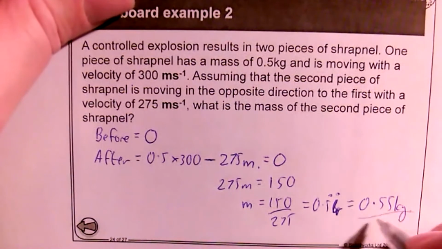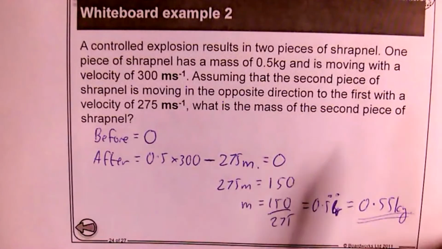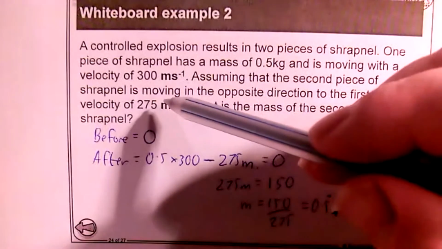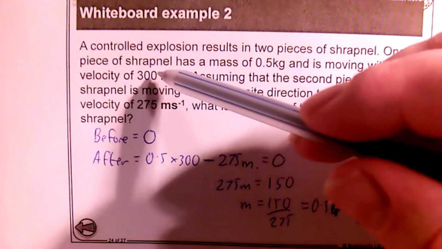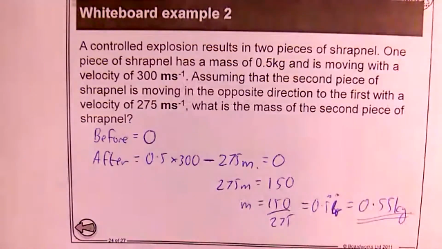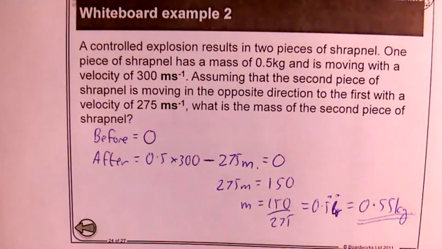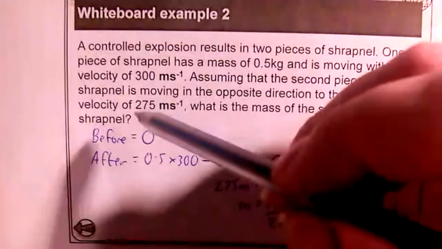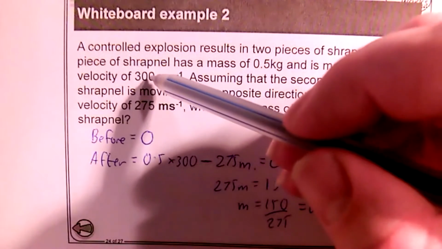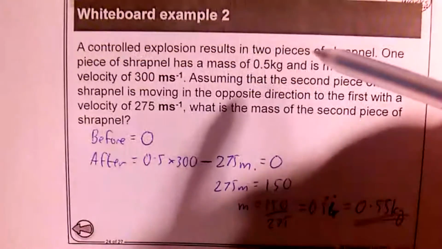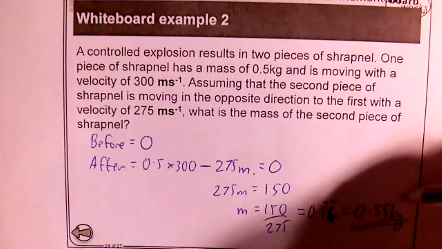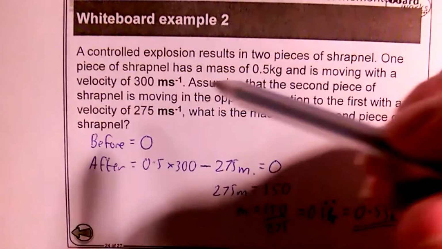Okay. Now, is that a reasonable number? Well, they're moving off in opposite directions. Their speeds are very similar in terms of magnitude, so you would expect their masses to be similar. So we started at 0.5. Well, it's not a million miles off, so that's the right sort of ballpark.